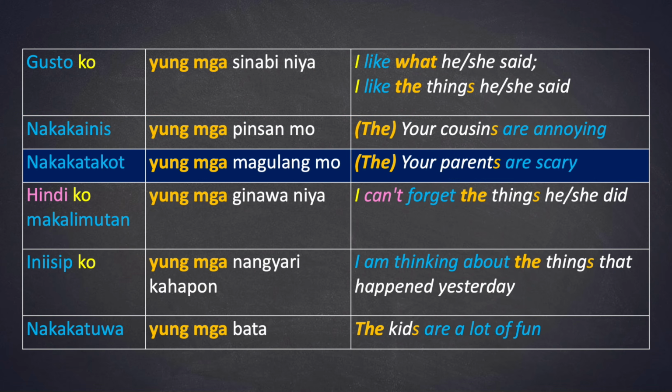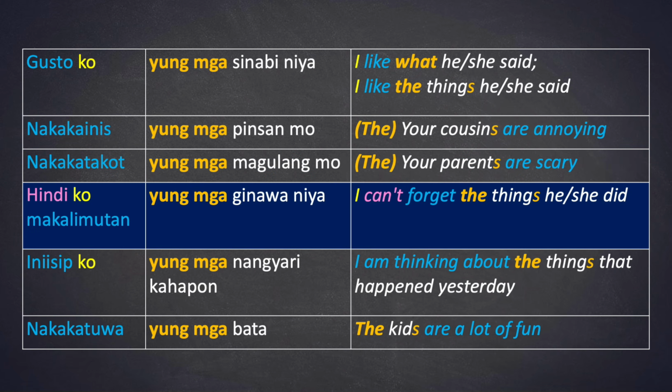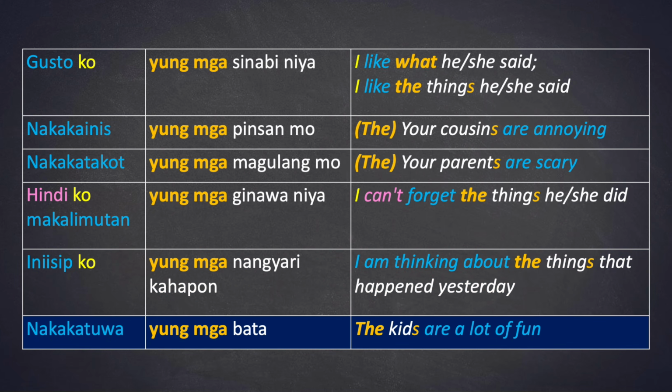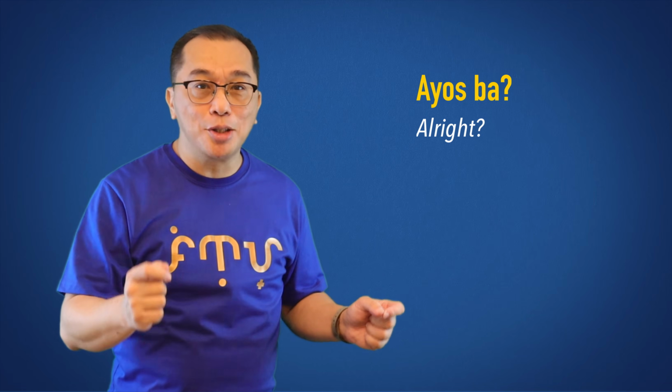Nakakatakot yung mga magulang mo. Your parents are scary. Hindi ko makalimutan yung mga ginawa niya. I can't forget the things he or she did. Iniisip ko yung mga nangyari kahapon. I am thinking about the things that happened yesterday. Nakakatuwa yung mga bata. The kids are a lot of fun. Ayos ba? So far so good?